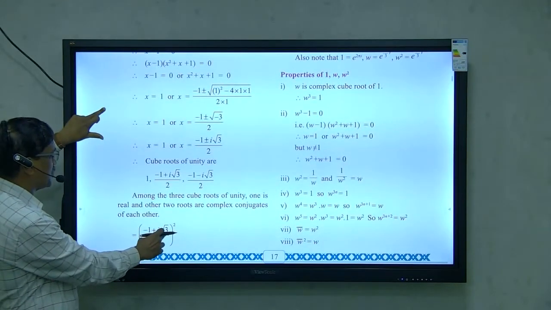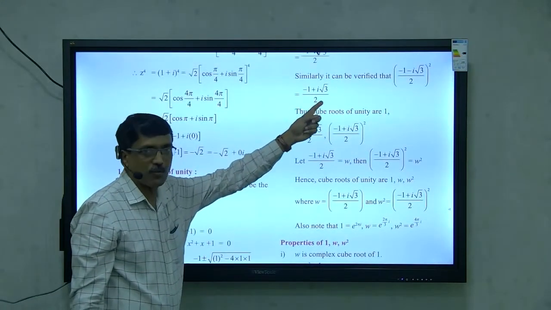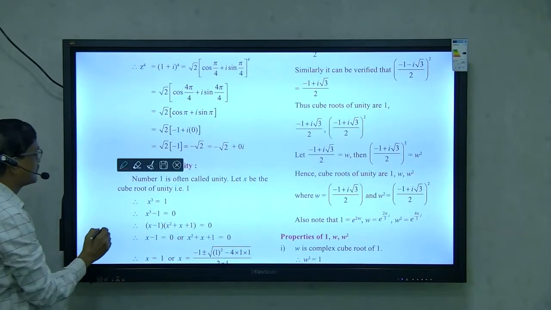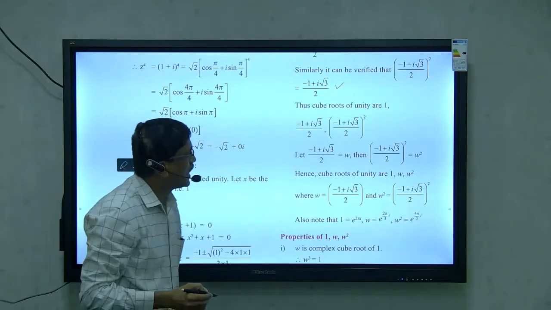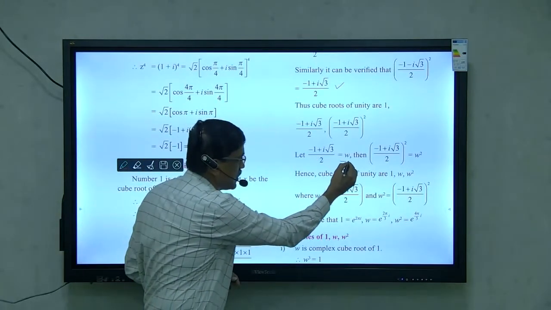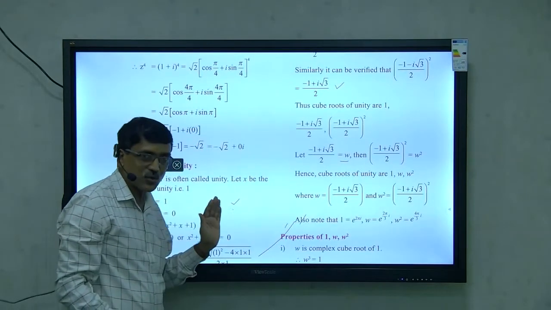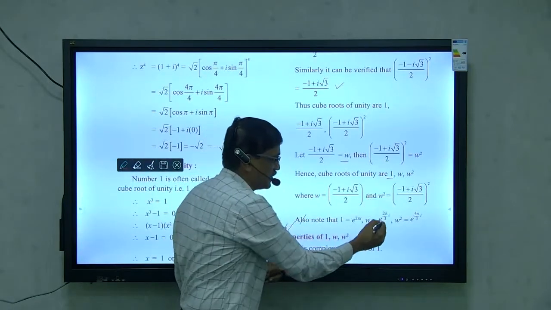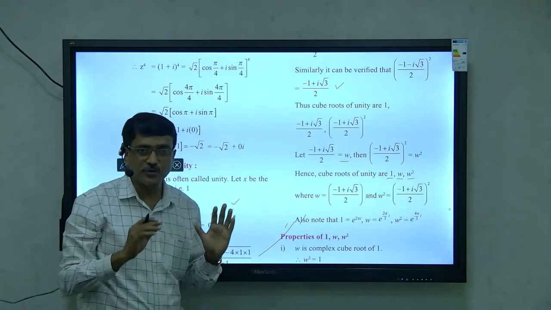Square, (-1 + i√3)/2, the square that we have just completed. It is (-1 + i√3)/2. See this root, and we call this root omega, and the third root is its square, omega square. So the three roots are: first one is 1, second omega, and third is omega square. These three are the cube roots of unity, cube roots of 1.